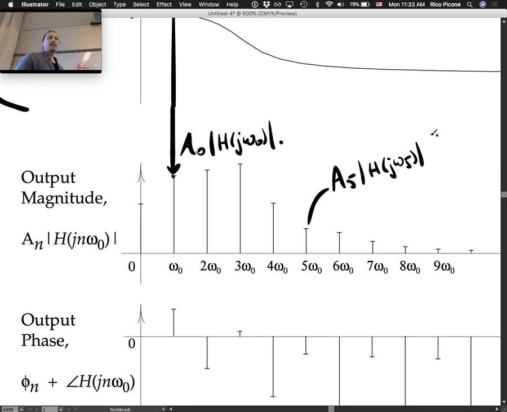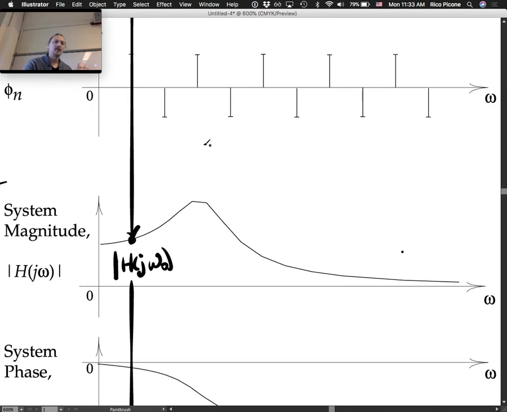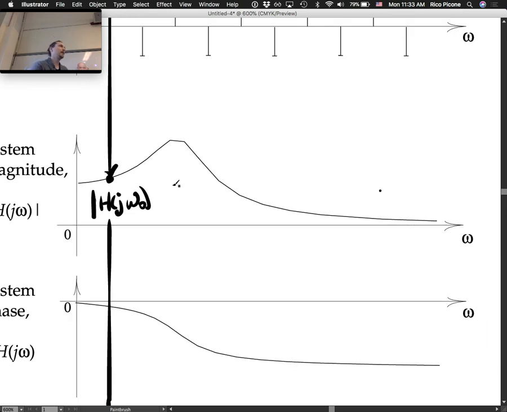So the input has a spectrum. The Bode plot filters it, right? So if we're thinking just magnitude for now, say this is 1, which it often is. Anything in this region, you multiply by about 1.